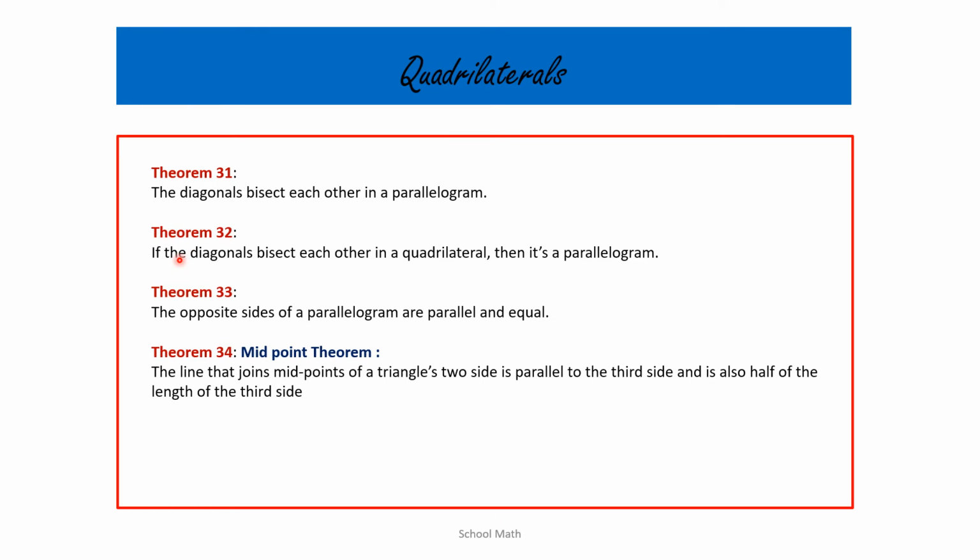Theorem 32. If the diagonals bisect each other in a quadrilateral, then it's a parallelogram. Theorem 33. The opposite sides of a parallelogram are parallel and equal. Theorem 34. Midpoint theorem. The line that joins the midpoints of a triangle's two sides is parallel to the third side and is also half of the length of the third side.